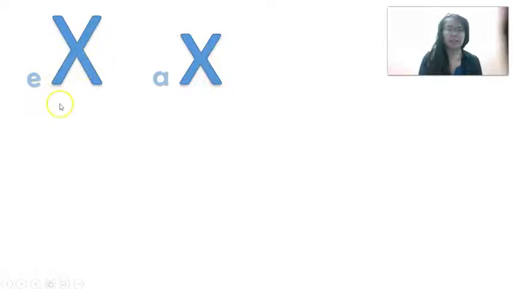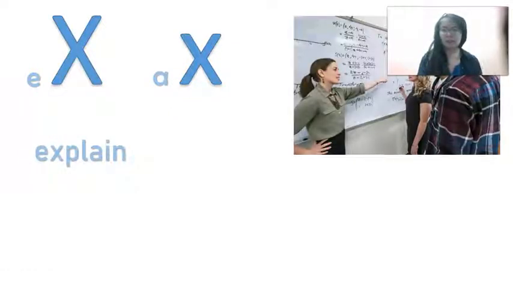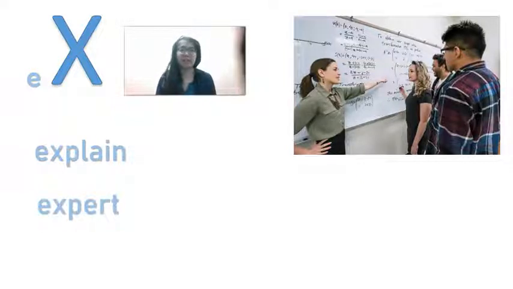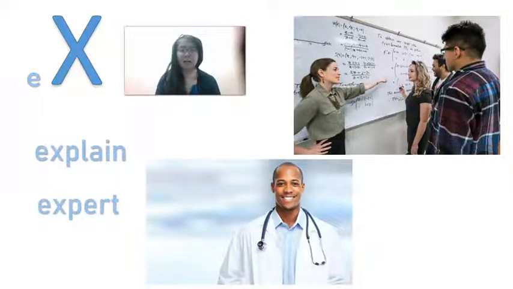So, this is X. So, explain. A teacher explains. Or expert. A teacher is an expert. This teacher is an expert in math. It means she's very good at it. She knows all of it. Not all of it. She knows a lot of it, and she's able to explain it to others. Or a doctor. A doctor is an expert in medicine.